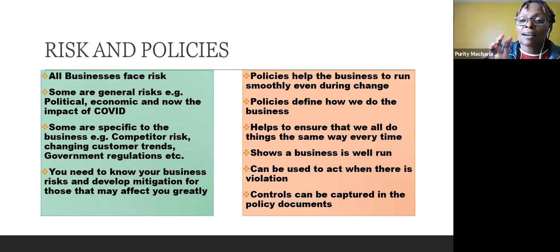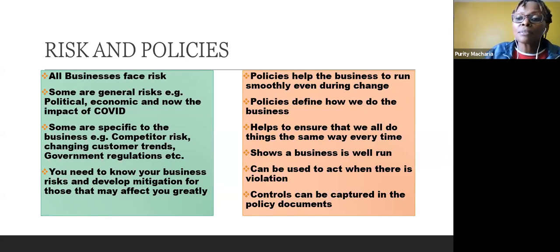Another good thing that also helps with controls is policies. Now, policies are about how you do whatever you do in your business. If you're a small business, maybe you only need a policy on how you came up with your product. For instance, let's say you've come up with an organic soap. How did you come up with it? What's the process of coming up with that soap? So you probably need a policy for that.